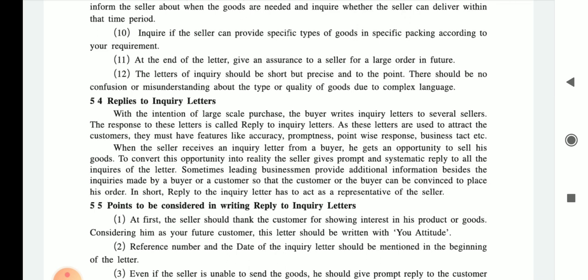Complex language might create confusion in the mind of the seller, so it is not a good sign for the business relationship. So while writing this type of inquiry letter, keep in mind that you have to write a letter short and sweet, to the point, and in a simple language instead of complex language. So this point should be considered while writing this type of letter.